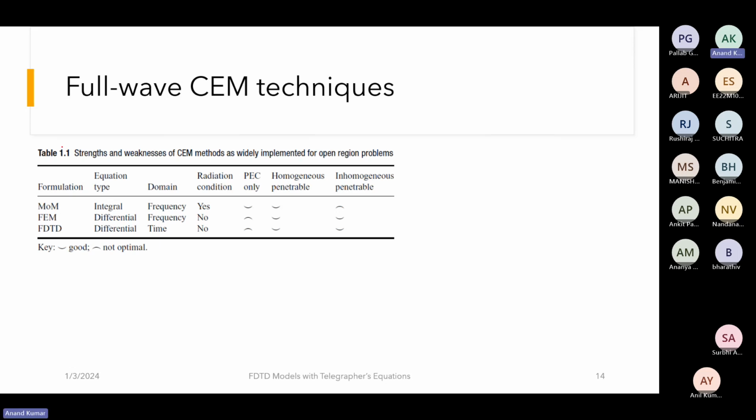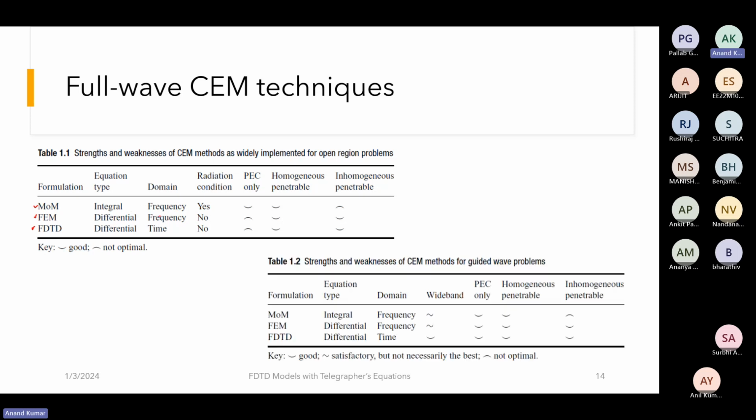So this is a table comparing the three popular methods. We'll quickly go over each method and discuss the advantages and disadvantages of each. It is summarized in these two tables. We are doing FDTD in this particular course, which uses differential equations and is a time domain method. FDTD does not require a radiation condition, but we will need absorbing boundary conditions or termination of other sorts.